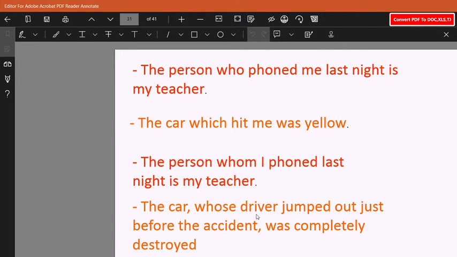See, whose driver means who was the driver? It is the same driver who was driving the car. So this "whose" is making the relation between the driver and the particular car which was being driven. That is why we call it a relative pronoun.